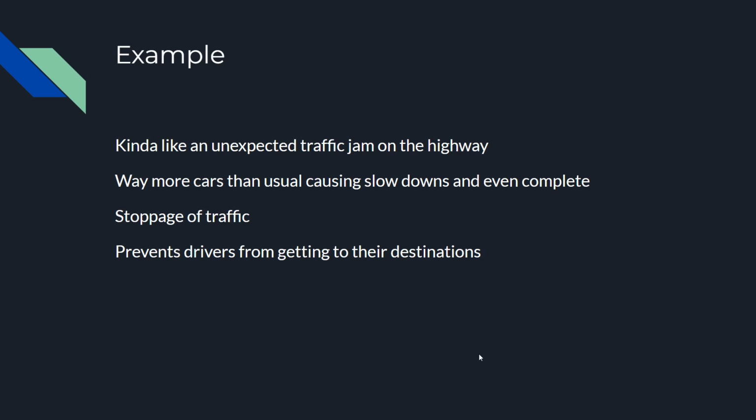So one way to think of it is, let's just say you're trying to get on a major highway, right? Usually you take this route all the time. It's normally not busy, but you're trying to get on and all of a sudden there's a traffic jam. There's way more cars than there usually is, and it's really slow, and sometimes it's complete stoppage of traffic, and you can't get anywhere. You're not getting to your destination, and it prevents the drivers from getting to their destination. That's one way to think about what a denial of service is like for the end user.